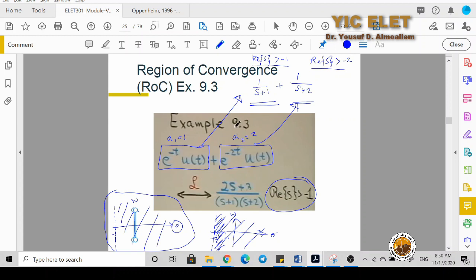So again, we have to take the convergence at which all the terms are converging. If we find the solution for the first part to be at this side, then the second part will be at this side. So we will take the intersection between both areas. The intersection between both areas is from minus 1 to infinity.